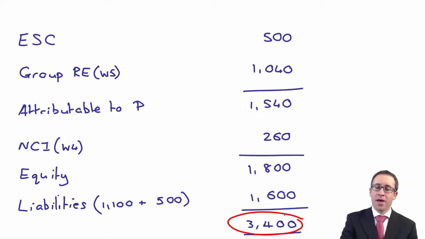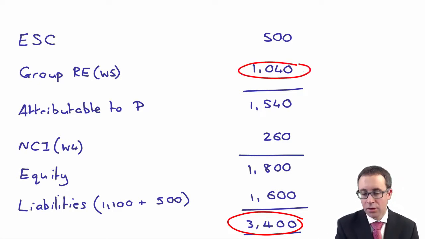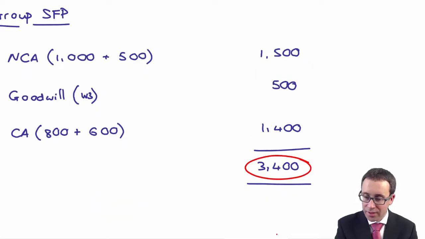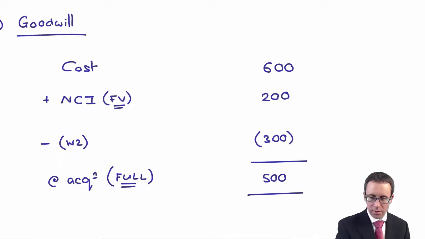Excellent. There we go. Again, you're not going to be asked to prepare the full group SFP within the exam. What you're going to have to do is prepare the extracts, aren't we? So you might have to calculate group retained earnings, non-controlling interest, or goodwill. And the key bit is that you use the workings. So if it says calculate goodwill, you've got your standard working there.